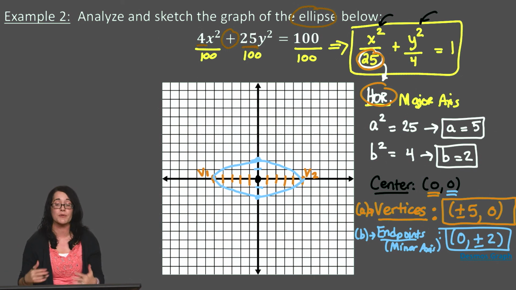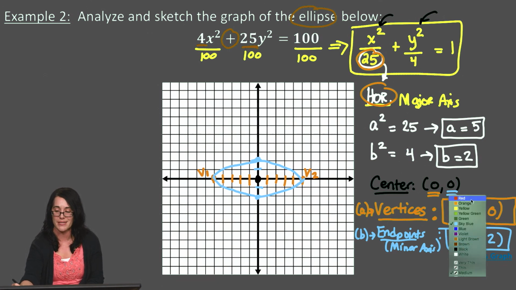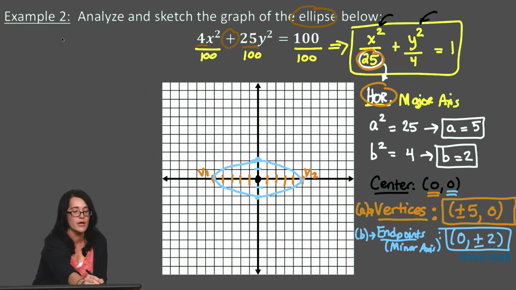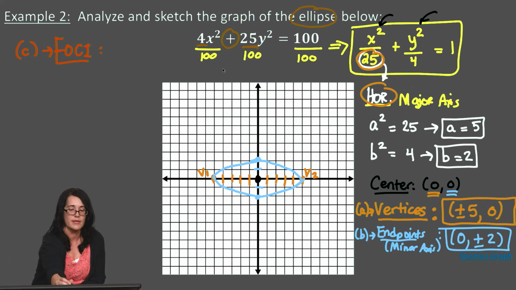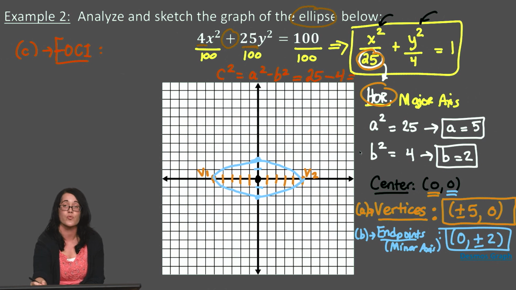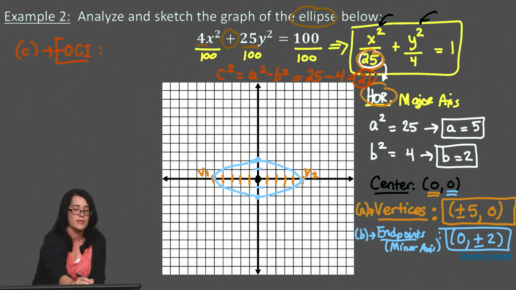Okay, finally, to keep yourself honest, you could get the foci to make sure you understand what's really going on behind the scenes. So what makes this truly an elliptical pathway? The foci. And to get those foci, remember, we need the letter C. So what was that relationship between A, B, and C for an ellipse? That's right, C squared equals A squared minus B squared. So in this situation, A squared was 25, B squared was 4, 25 minus 4 is 21. So if C squared is 21, then C is the square root of 21.